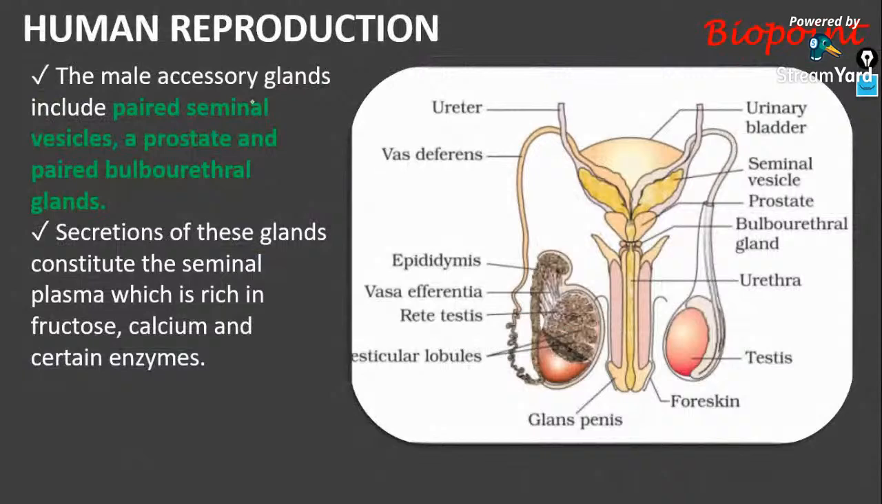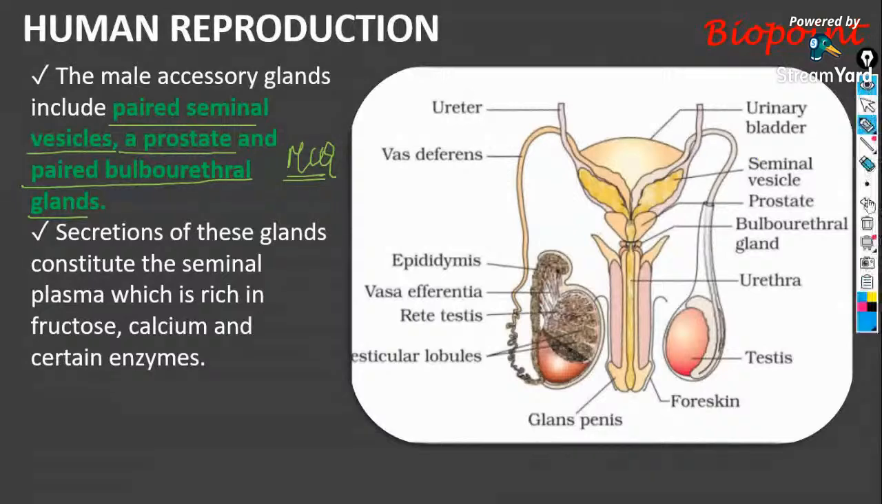Male accessory glands are a paired seminal vesicle, a prostate gland, and paired bulbourethral gland. NEET aspirants, please study it like this itself. Male glands are paired seminal vesicle, single prostate gland, and paired bulbourethral gland. There is a pair of bulbourethral gland and there is a pair of seminal vesicle.